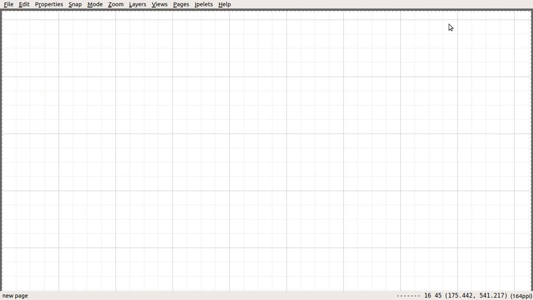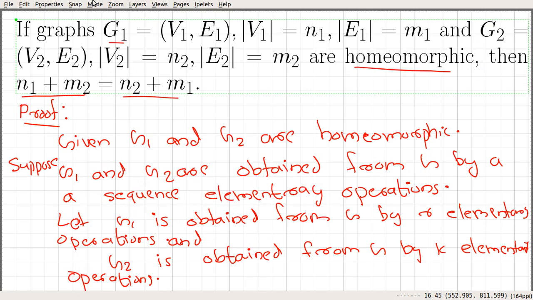When we perform an elementary operation, what we do is something like this. We consider an edge UV, say X, then we delete that edge from the graph, then we insert a new vertex W and we insert these two edges UW and WV. So after doing an elementary transformation on a graph, the number of vertices will increase by 1, since we add this new vertex W, and the number of edges will also increase by 1, because we replace this edge by 2 edges.